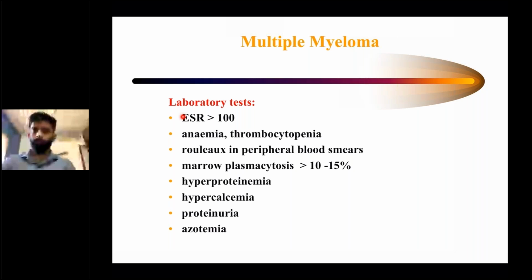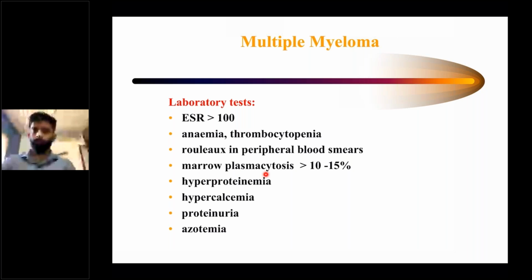Next, we have laboratory tests. ESR is greater than 100. Erythrocyte sedimentation rate will be increased. Anemia, thrombocytopenia might be seen in the peripheral smear. Rouleaux formation in peripheral blood smears can also be seen because of the increased viscosity of blood.